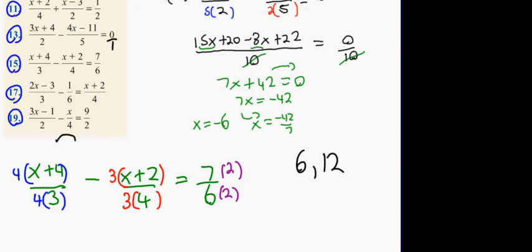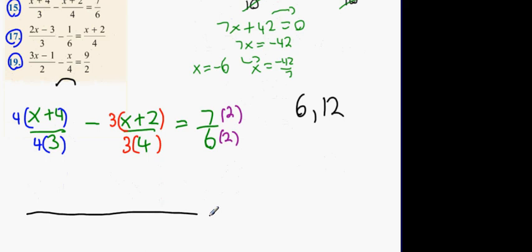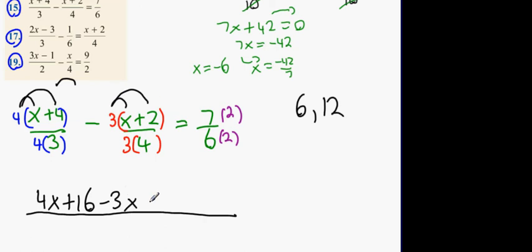Now, lads, 4 times x? 4x. 4 times 4 is 16, plus 16. Then 3x, minus 3x. Minus 3 by plus 2? Minus 6. Okay, and we just didn't need to make it that long. What's on the bottom? 12. And the other side is going to be? 14 over 12. What happens to the 12s? They're gone.